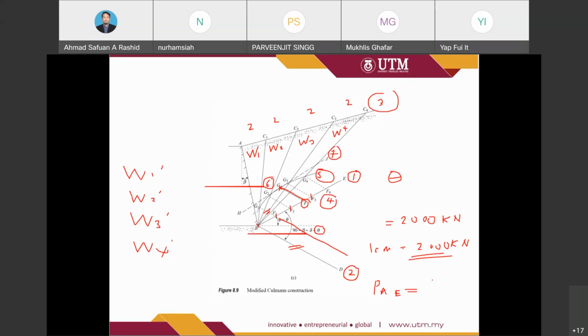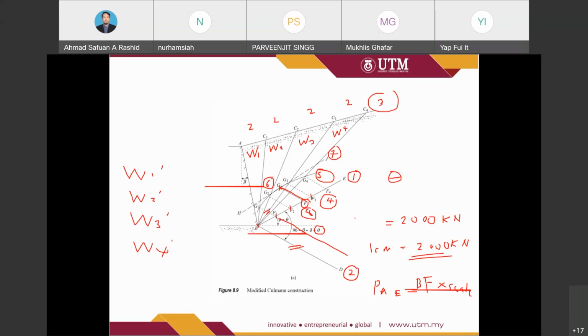Okay, so the F is the value of the PAE, but we need to get the distance of the BF, then multiply with the scale. So that is the procedure. So it takes up to 8 steps to get the value for the PAE.